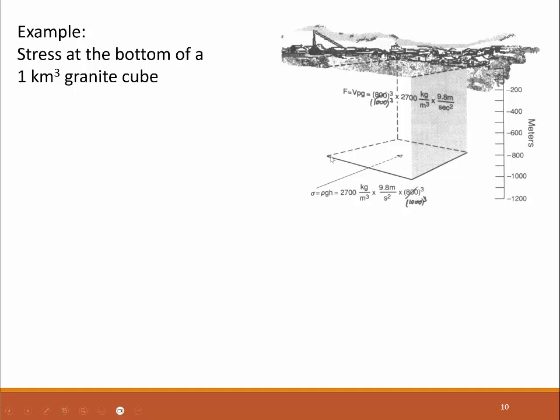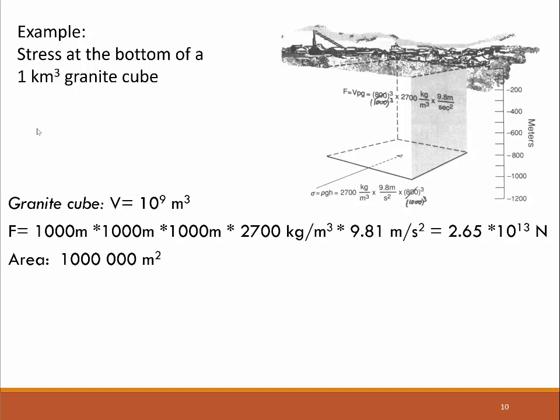We want to find out what kind of stress acts at a depth of 1 kilometer. So what we need to consider is the overburden, and that would be 1 cubic kilometer of granite. We can easily calculate how many cubic meters that would be. That would be 1,000 times 1,000 times 1,000 meters, 10 to the power of 9, 1 billion cubic meters.